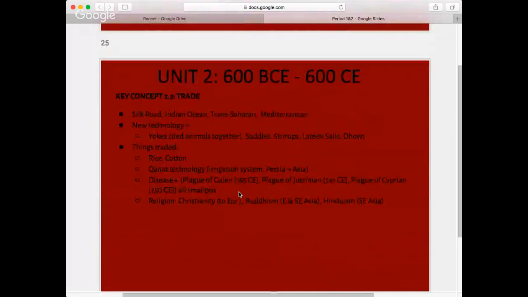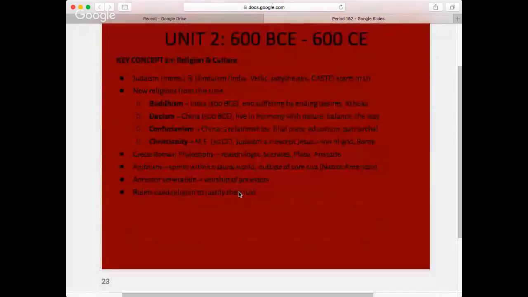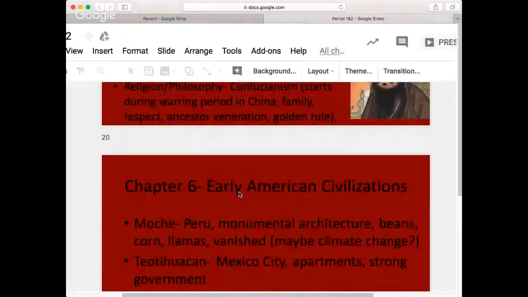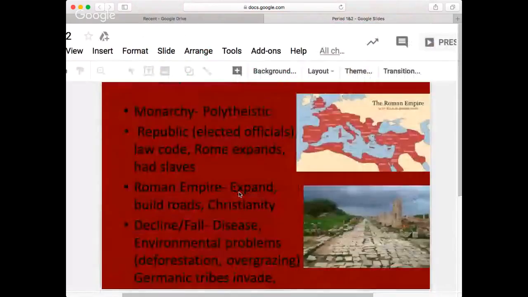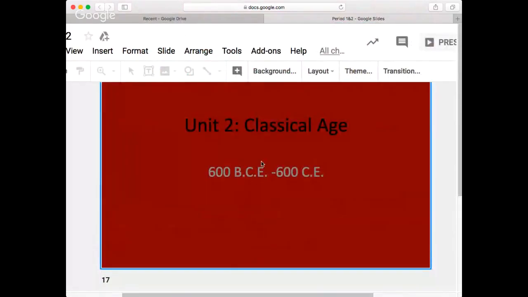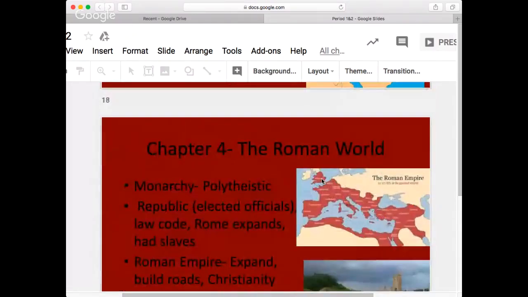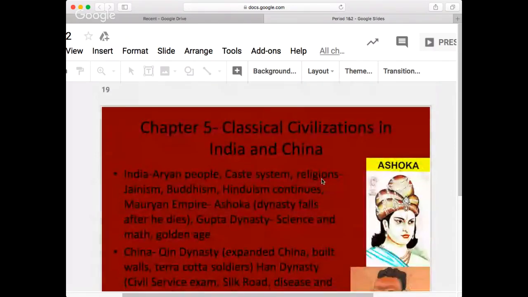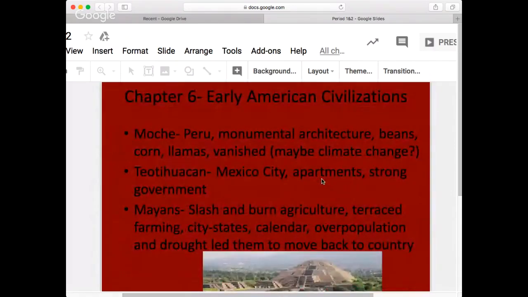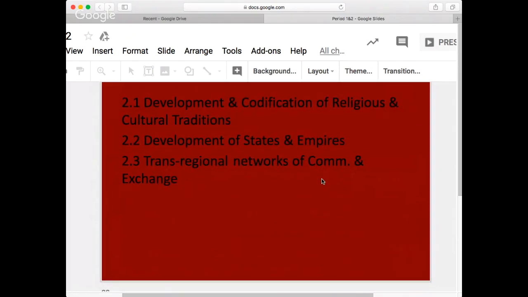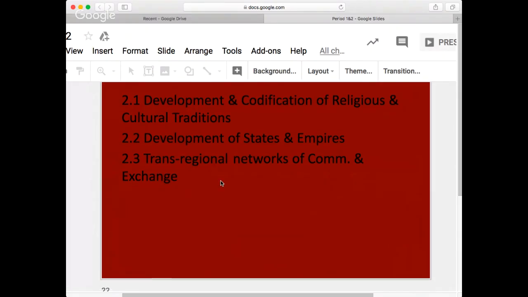Okay. So to summarize, period 2 is called the classical era because these are all classical civilizations. The way your book organized it was kind of by empire. So we had Greece and Persia, the Roman Empire, India and China, the early American civilizations. And then your key concepts, you've got 3 of them. The first one is all about the new religions. The second one is all about the empires. And the third one is all about trade.